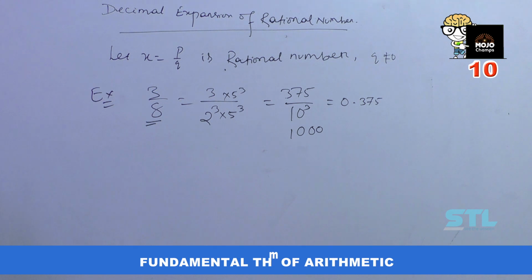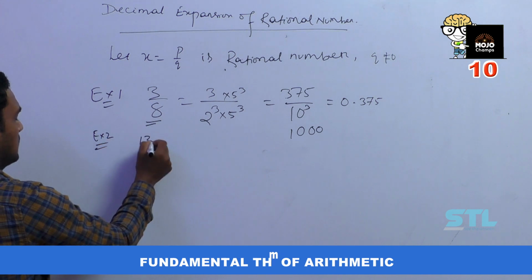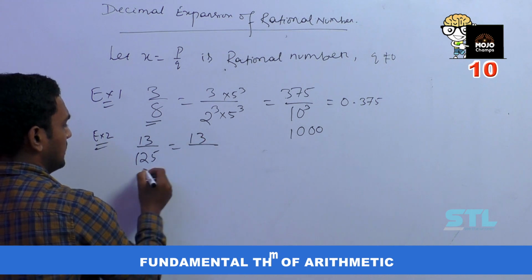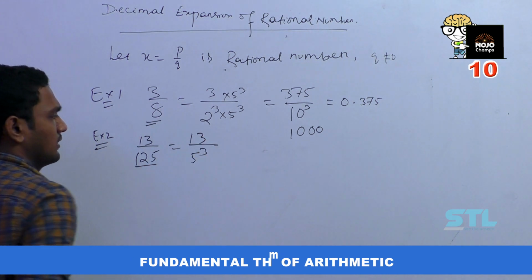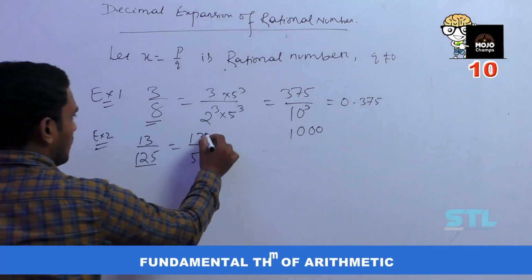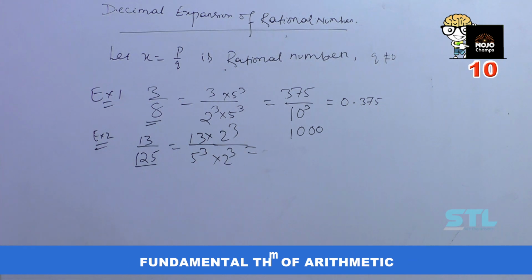Also we will take another example here, 13 by 125. Example 2: 13 by 125. Now you see 125 is 5 cube. So the denominator is 5 to the power n. Now I want 2 to the power n, that means 2 cube. So I will multiply by 2 cube in the numerator and the denominator.